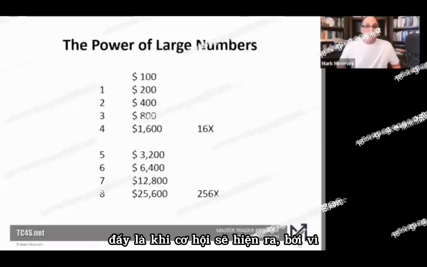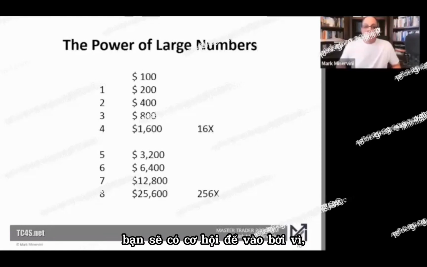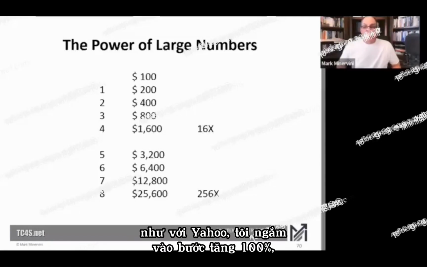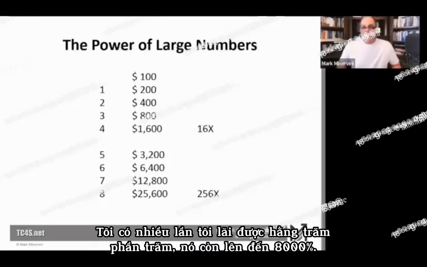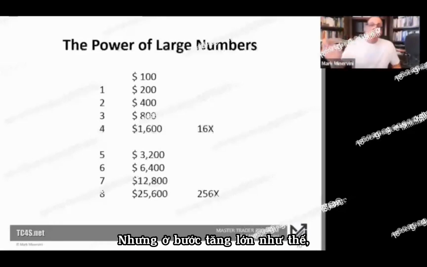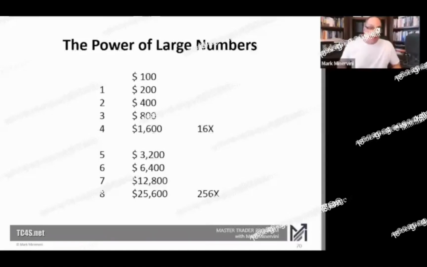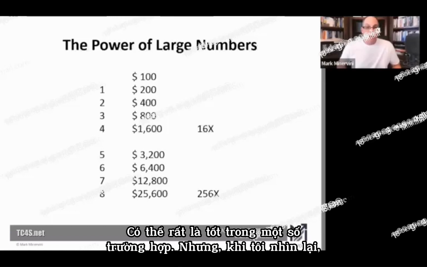And that's where you'll get these opportunities, because along the way the stock will correct, it'll pull back on news, it'll form a base, and you'll have these opportunities to get on board. This goes back to what I was saying before. I may trade Yahoo, I traded for a 100% move, then I traded it for a 60, then a 30. I had a bunch of times I made hundreds of percent on Yahoo. It went up 8,000%, but on that big move, it afforded me all these opportunities to go in and out of it. Now, if I held it, that would have been just as good. Who knows? Maybe even better in some cases.